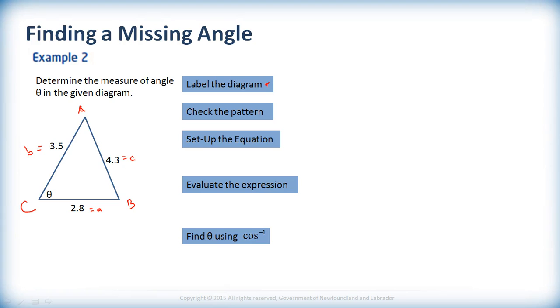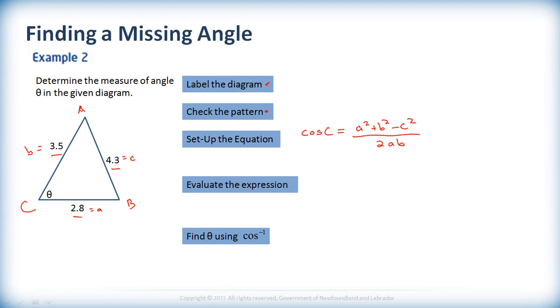And check the pattern. If we check the pattern of what's going on, I have to have all three sides, side, side, side, to find any missing angle, and that's what I have, so we're in good shape there. Then we set up our equation, and we're looking for the angle that corresponds to C here. So the equation says that cosine of angle C is going to be a squared plus b squared minus c squared all over 2 times a times b.